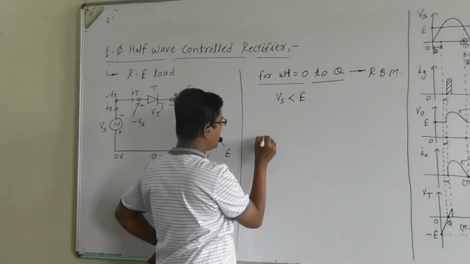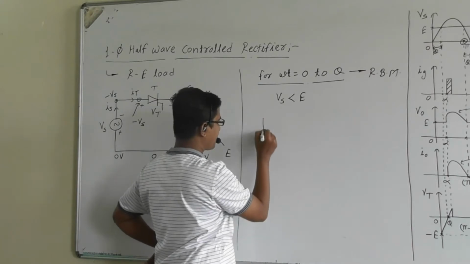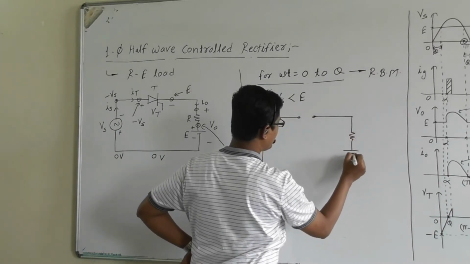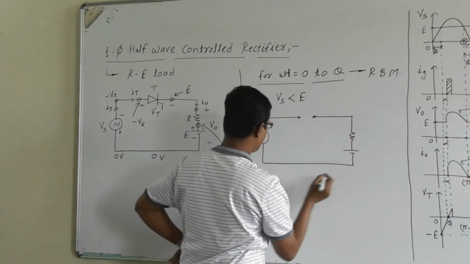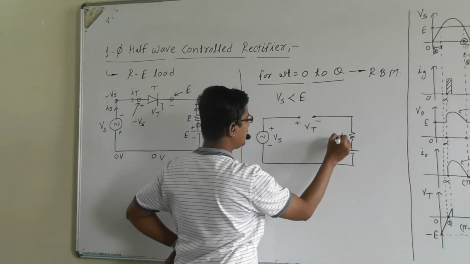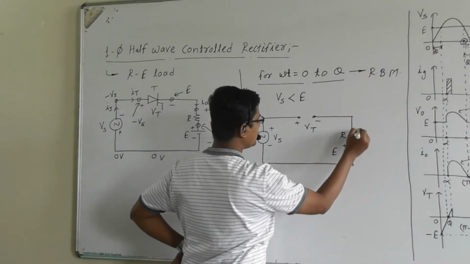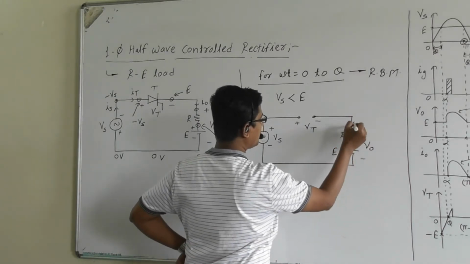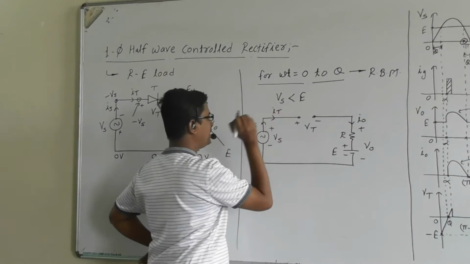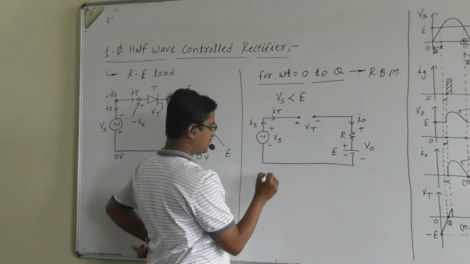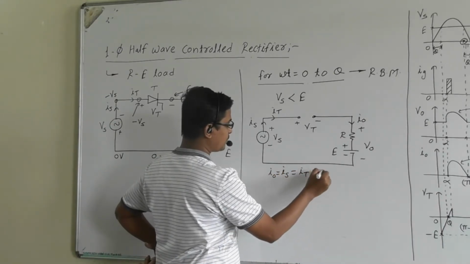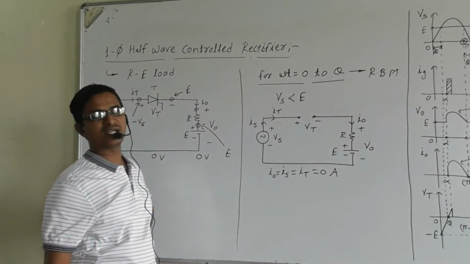So can we draw the equivalent circuit? Here it is Vs, the SCR which is acting as an open circuit, R, and this is E. Here it is Vs, this is Vt, here it is R, and here it is E. This voltage is V0, the current is I0, Is, and this one is It. Now can we say that I0 is equal to Is is equal to It is equal to what? 0 ampere. The current in the circuit is 0.